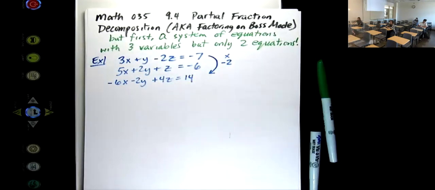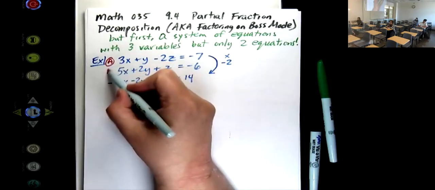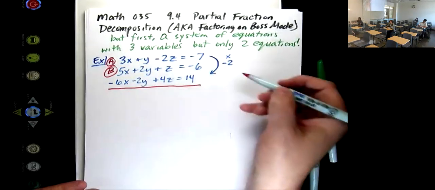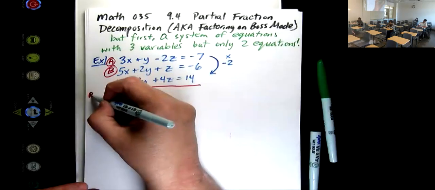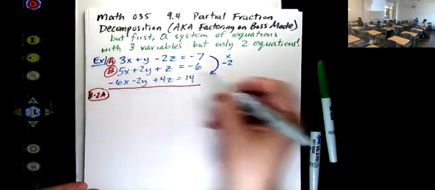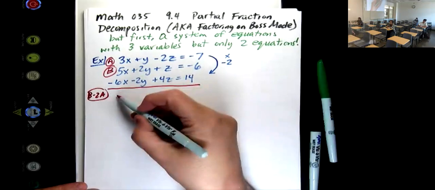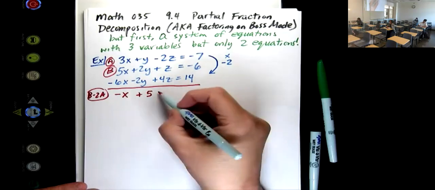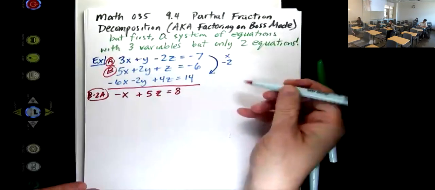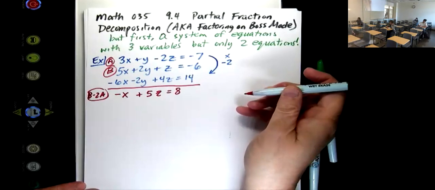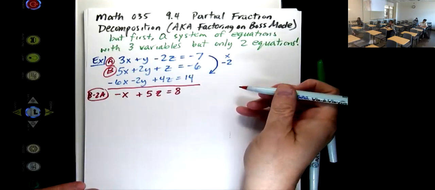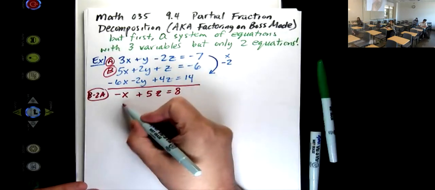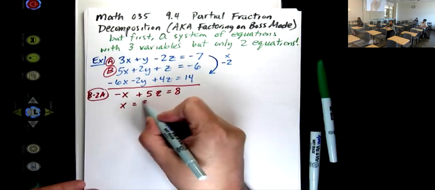Maybe I'll do my labeling thing. A, B. And this is going to be B minus 2A. So I add these together, I get -x plus 5z equals 8. And if I solve this for x, I will get 5z minus 8.